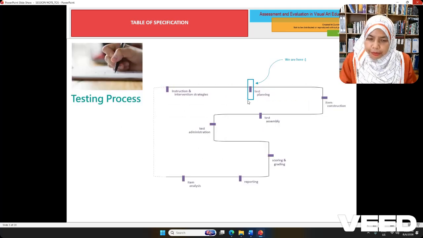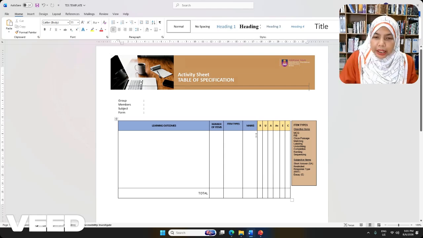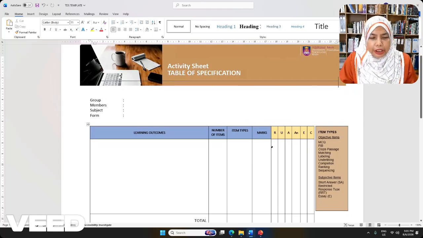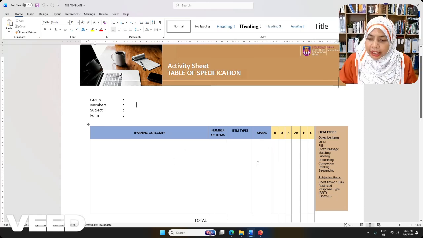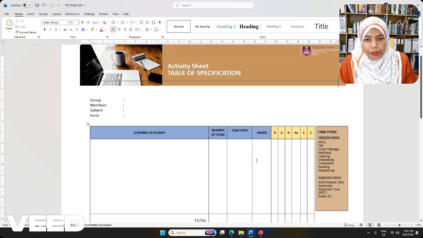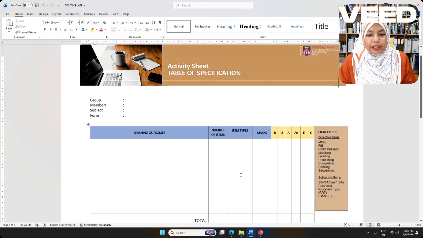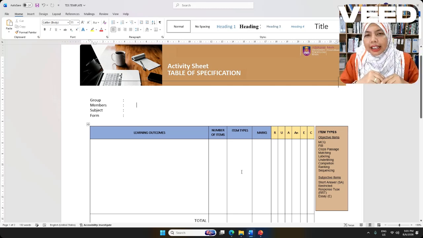So this would be the TOS template that I'm using for our class. This is also the same template that you will be using for assignment 1. Do not use other templates because the information required might be different and it will cost you marks. All right. Please note that assignment 1 is 40% and TOS is 5% out of that 40%. So it's a lot. So make sure that you place your information correctly in this TOS.